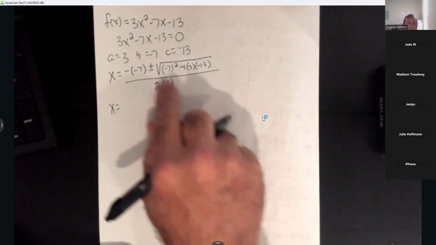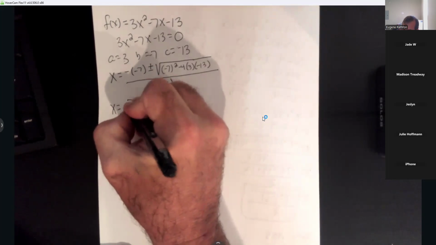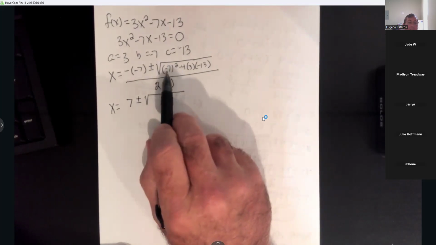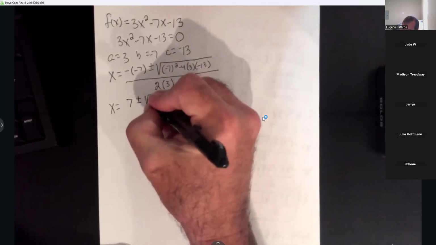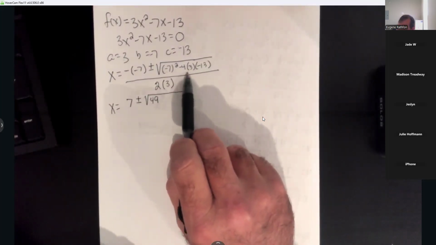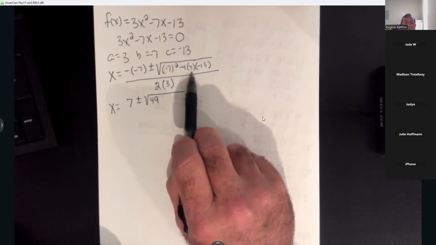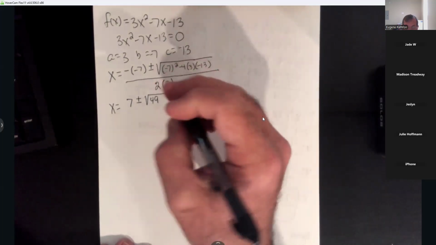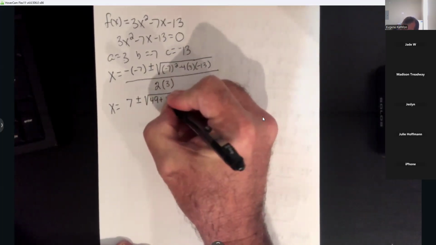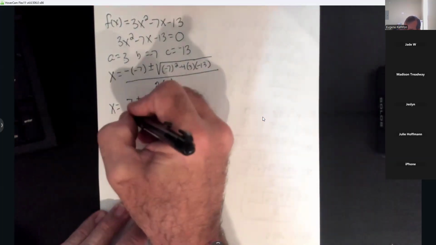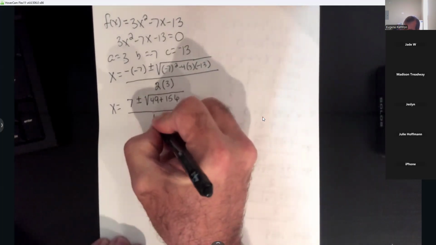All right, y'all, so let's see what's happening here. Negative times negative makes that a +7, plus or minus. All right, -7 squared is -7 times -7, which is a +49. And y'all, let's see what we got here. -4 times 3 is -12. -12 times -13. Oh, y'all, I think that's a positive 156. Yep, Jason, you got that. Good job. All over 2 times 3, which is 6.